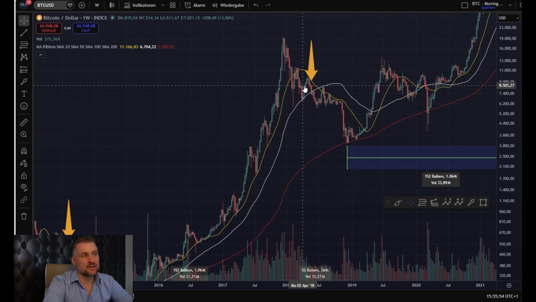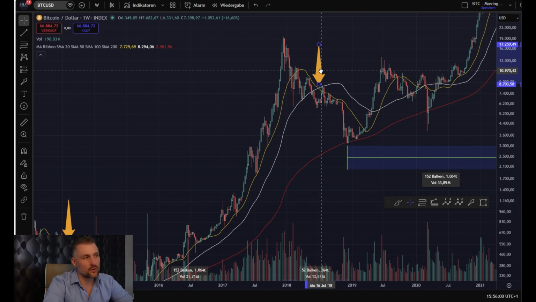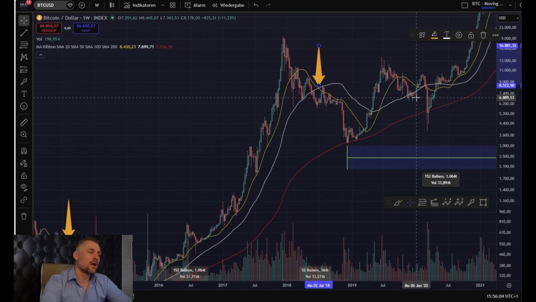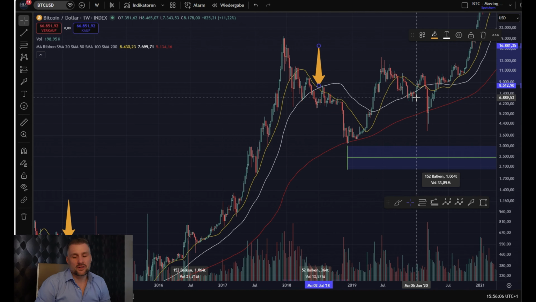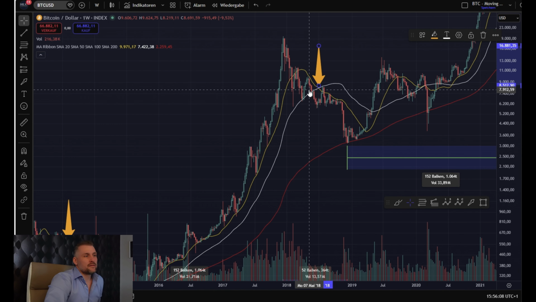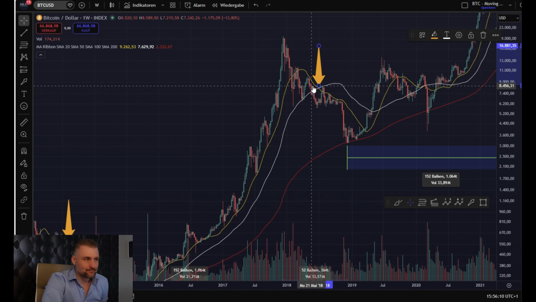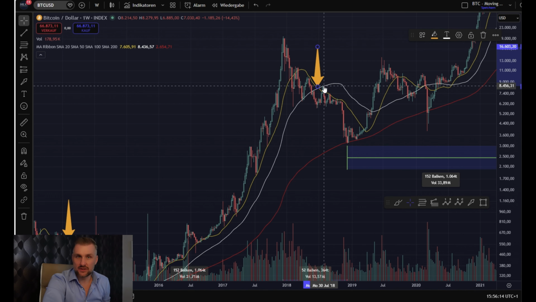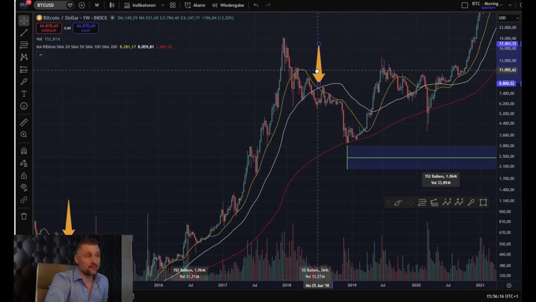Here it's a little bit clearer. We closed below, got the test from below, got the crossover here, and that was actually then the confirmation that we entered the bear market. So as a first signal, I would interpret the weekly close below the white line. And the confirmation was the crossover of the 20-week moving average below the 50-week moving average.